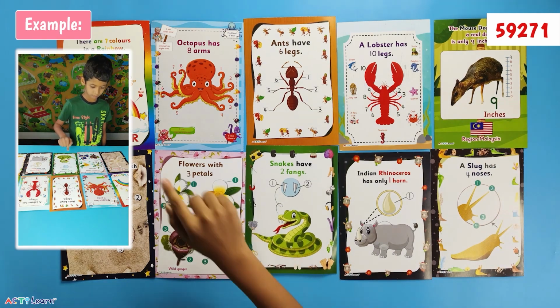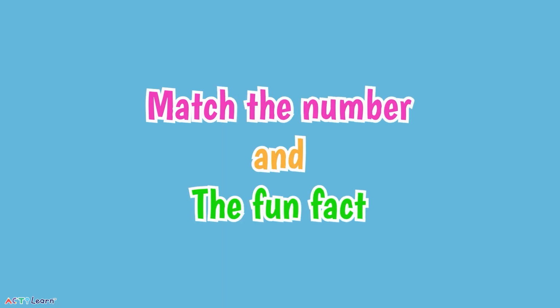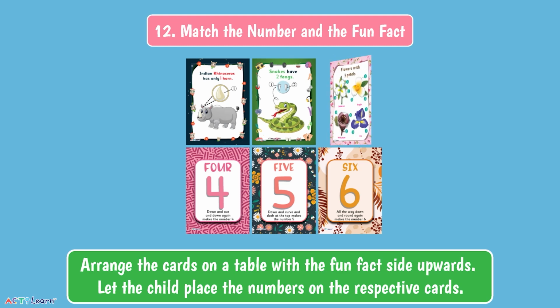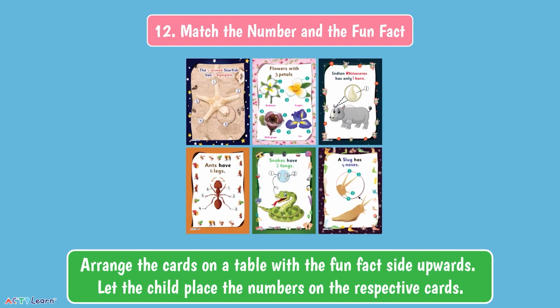Match the number and the fun fact. Arrange the cards on a table with the fun fact side upwards. Let the child place the numbers on the respective cards.